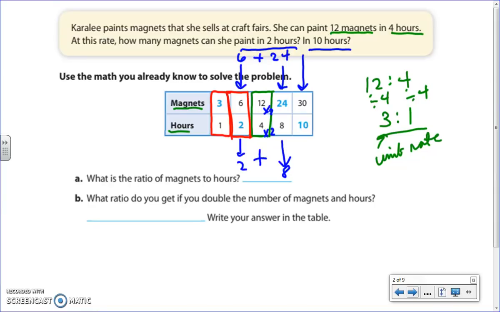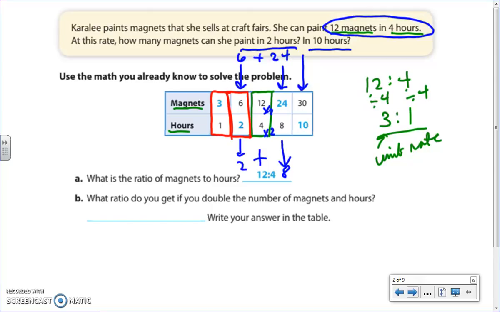So in this case it says, what is the ratio of magnets to hours? I'm assuming that probably wants us to answer with the ratio that's given to us in the problem. So I'm going to say that's 12 to 4. Okay, 12 to 4. Magnets first, hours second, and the order does matter on that.